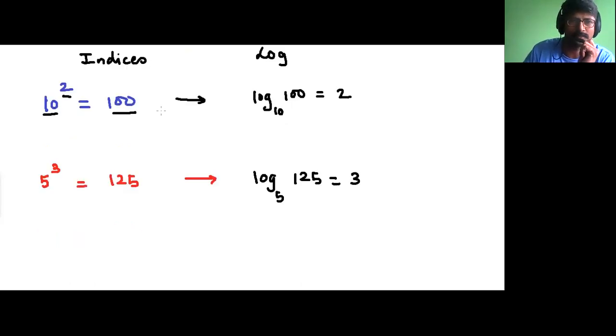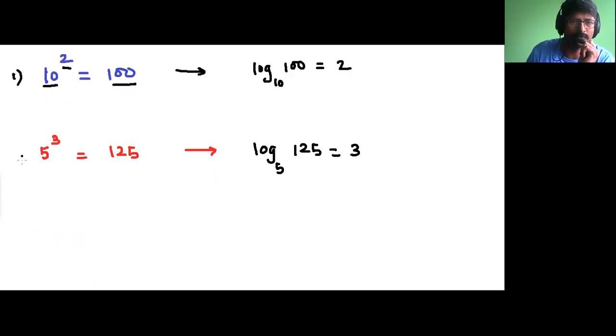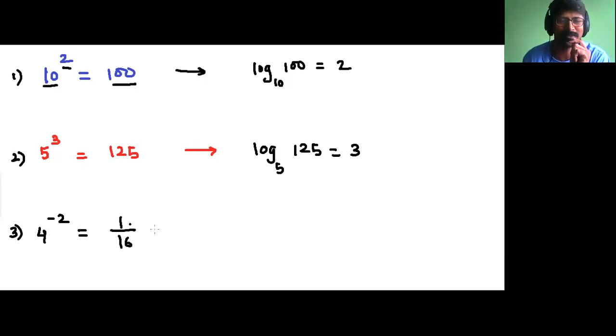Let's do one more example. Hopefully you finished writing this in your book. If you have not finished, just pause the video and finish it. Suppose it is 4 raised to power minus 2, which will become 1 upon 16. I'm purposely taking a negative power with a fraction answer so that you can easily understand how to convert it into the log statement.